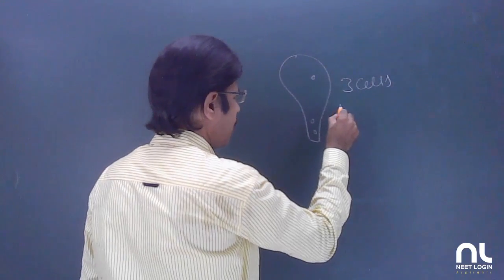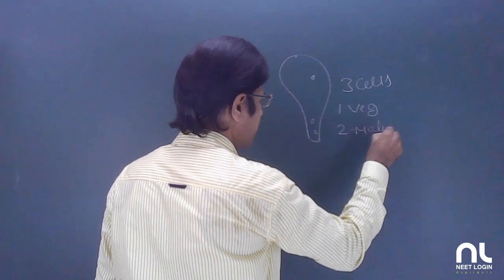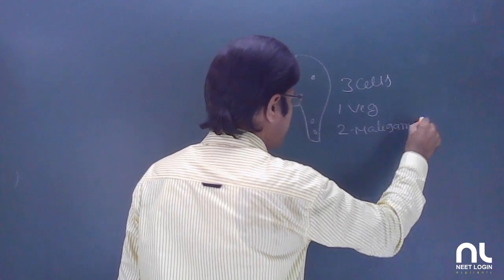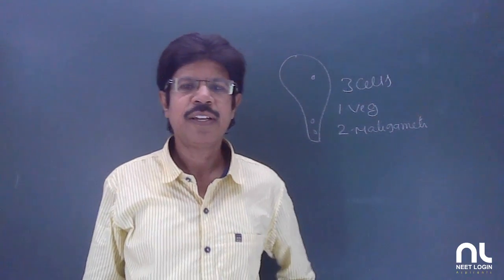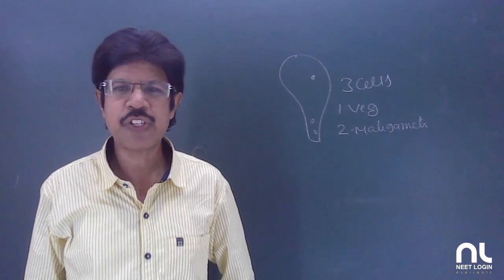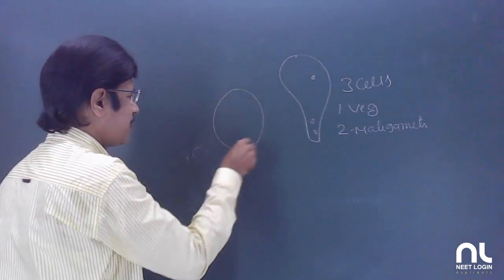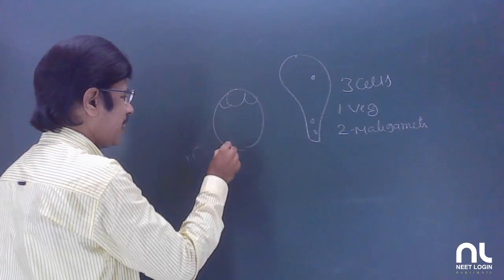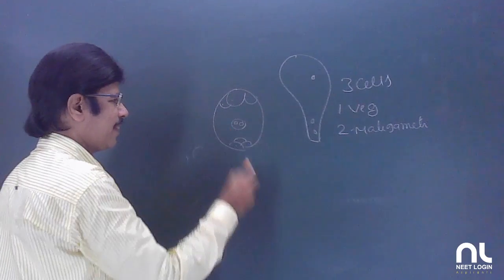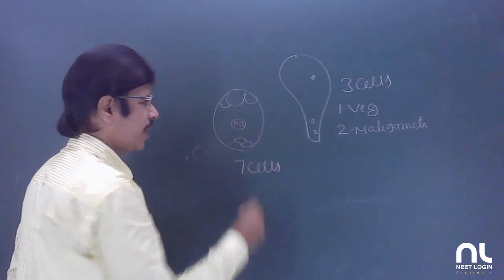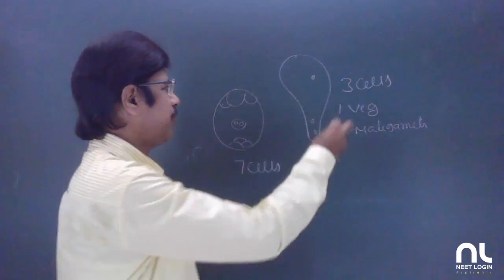3 cells: 1 vegetative cell, 2 male gametes, which pass through the stigmatic surface and stylar canal or stylar tissue to reach the ovary, then the ovule. In each ovule, one embryo sac is formed. This embryo sac is going to bear how many cells? It is 1, 2, 3, 4, 5, 6, 7. 7 cells.